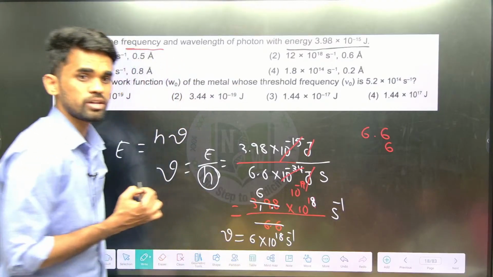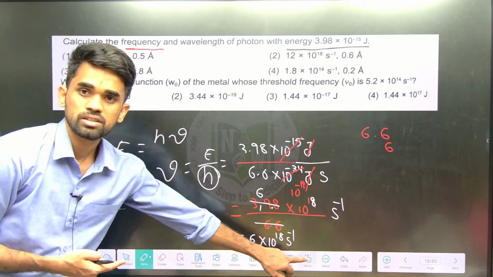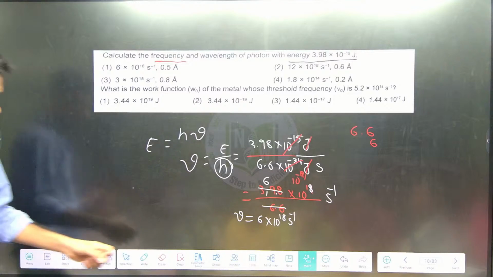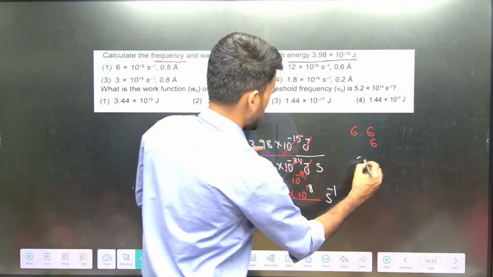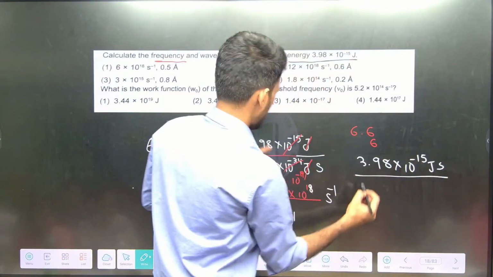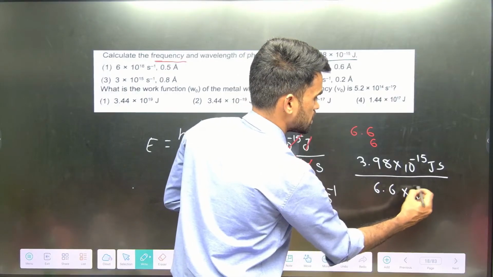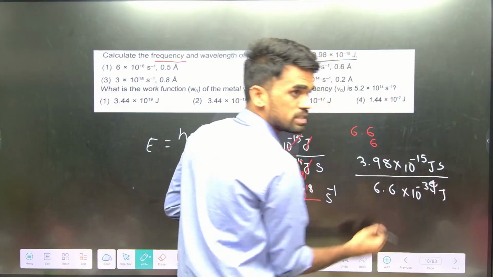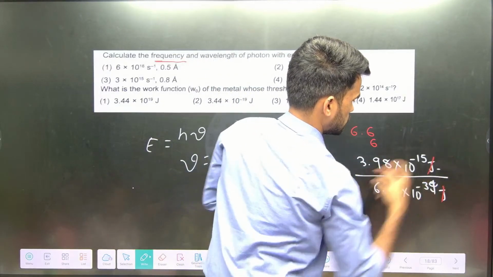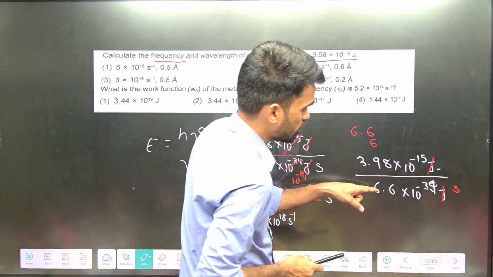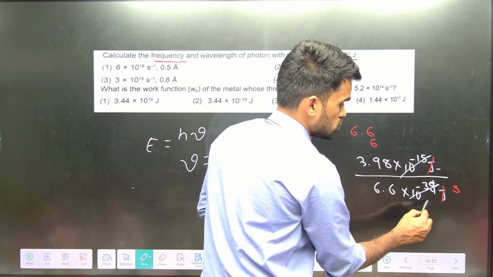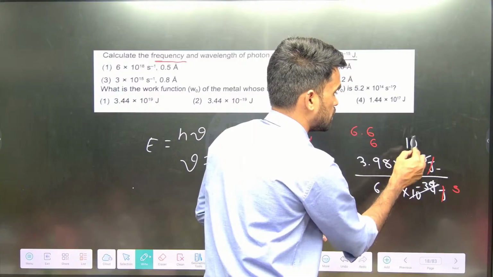Everyone got this? How are we doing? Yes, this simplification. Calculation unable to follow? We have 3.98 into 10 power minus 15 joule second. Here 6.6 into 10 power minus 34 joules is there. So joule can be removed. Next, what we have here, minus 15 minus 34, how much? Minus 19. So here in the denominator, minus 19 means here I can write plus 19.